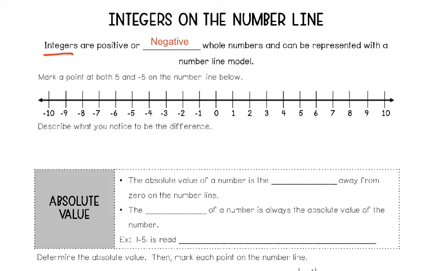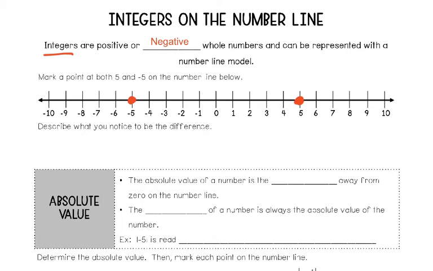You can pause if you need to, but I'm going to go ahead and put a spot at 5. I'm just going to mark my point at 5, and I mark it right on the number line, not above it, not below it, right on it. So I'm at 5 and -5. Now I want you to look at this and see what you notice to be the difference. What's the difference between these two things?